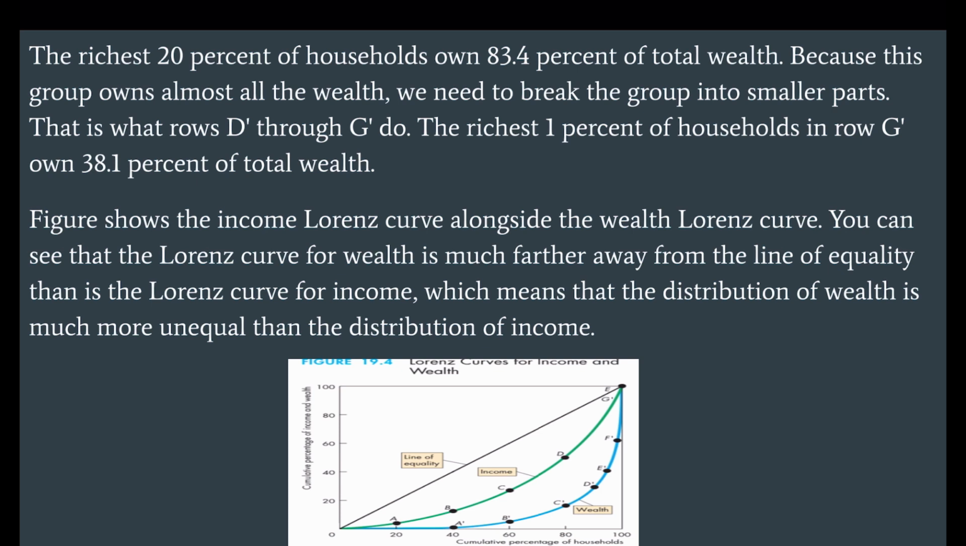Because this group owns almost all the wealth, we need to break the group into smaller parts. That is what rows D' through G' do. The richest 1% of households in row G' own 38.1% of total wealth.